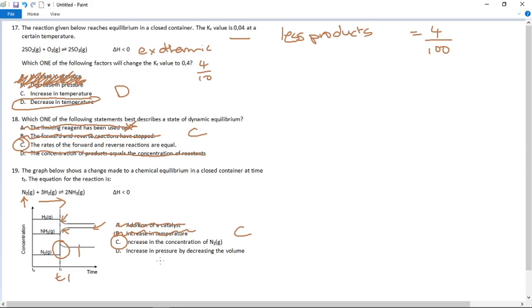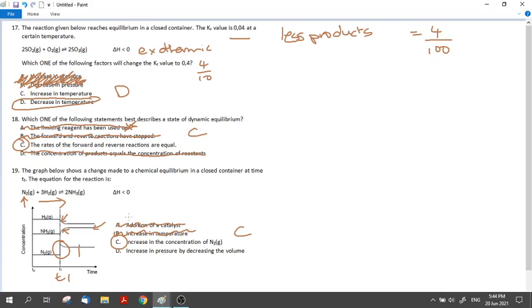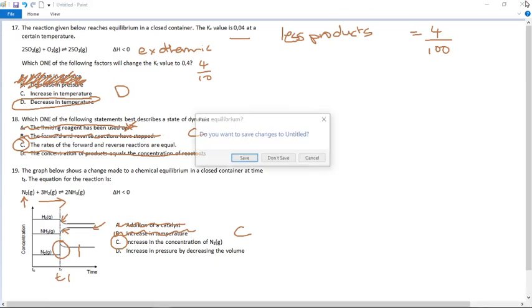But we did not increase the pressure. If we increase the pressure, then it's the same as increasing the concentration in terms of reaction rate, and everything would have been shooting up, and then some of them would have shot up more than the others. It's only really the nitrogen that shot up, so it has to be C.